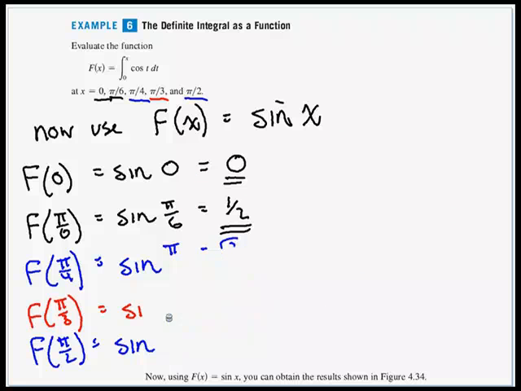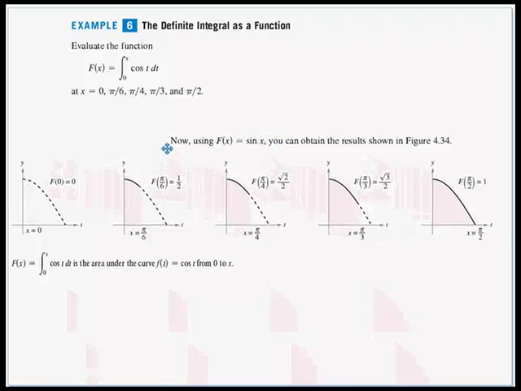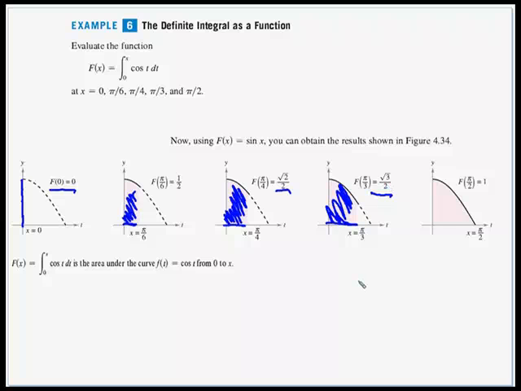And let me bring up the graph here. So, using f of x as sine x, we got the following results. F of 0 equals 0. There's no area under the curve. Our upper and lower limits were the same. When we got out here to pi over 6, the area under the curve was a half. We went out a little farther to a quarter pi. The area under the graph increased to square root of 2 over 2. Then we were out to a third pi. The area under the curve was root 3 over 2. And we got all the way out to half pi, and that's where we hit the x-axis. The area under the curve was 1.